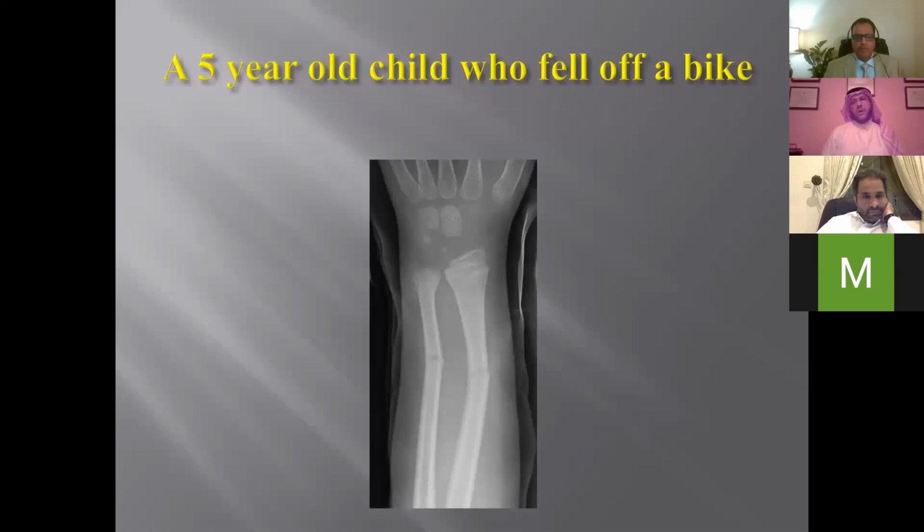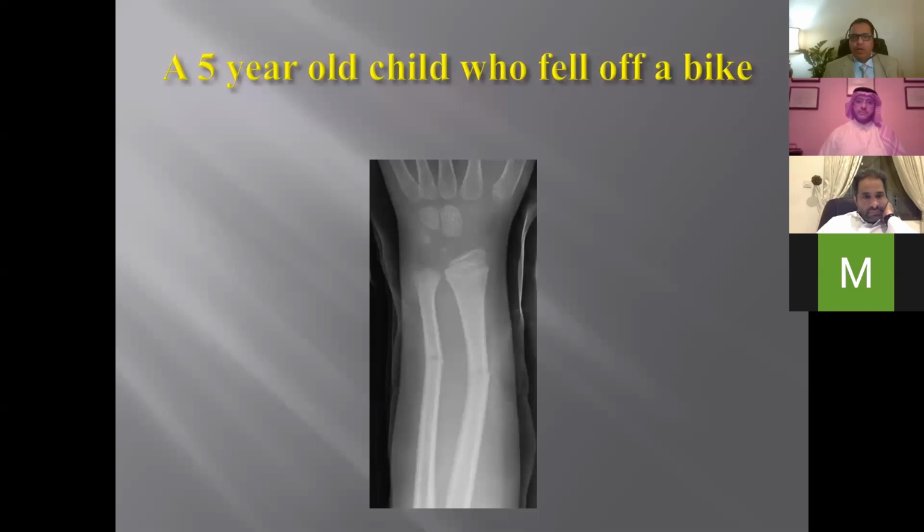If it is type 1, you can just use the back slab initially, because you just need to immobilize the joint due to the tenderness. And once there is significant swelling, I don't prefer to do a full cast, because this will cause more edema and may cause a complication for the kid. So back slab is enough, and you can refer the patient to the orthopedic clinic later on.